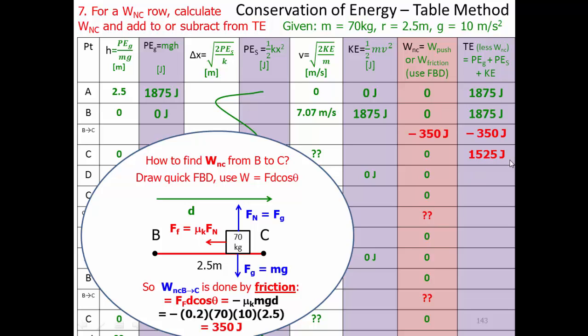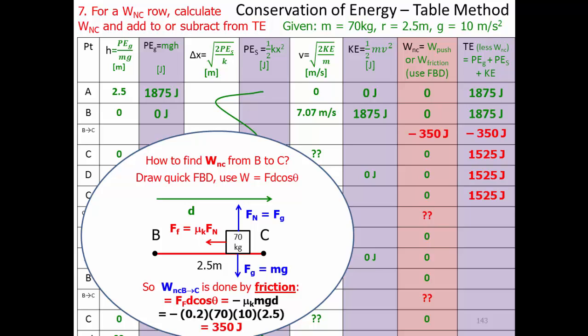And of course, as I go from A to B to C, I've lost the 350 joules, but from C to D, I'm on a frictionless surface again, and so my total energy won't change. It'll stay back at 1525 joules. And as we drop back down to C again, my total energy will still be 1525.